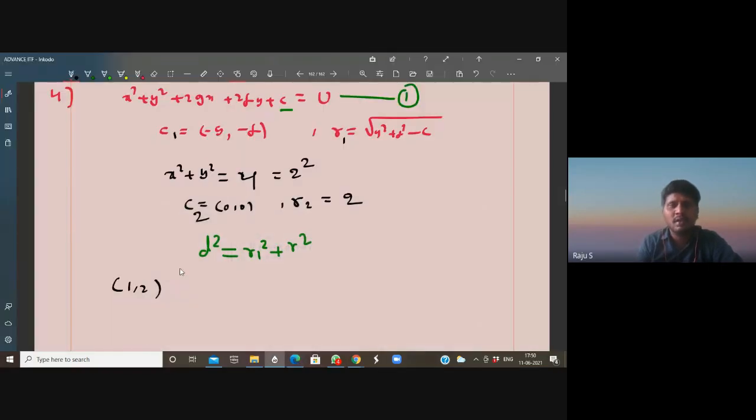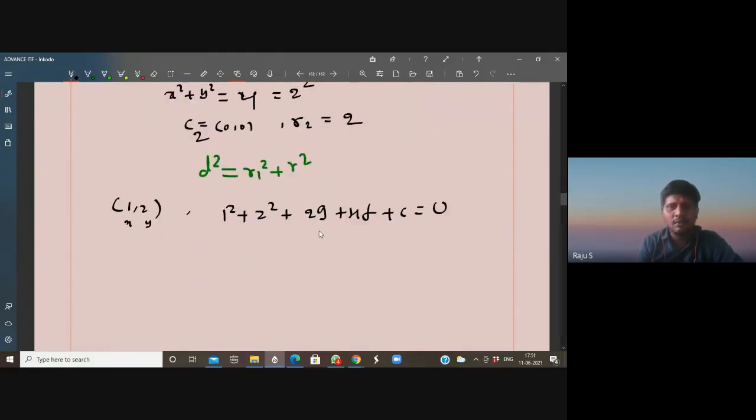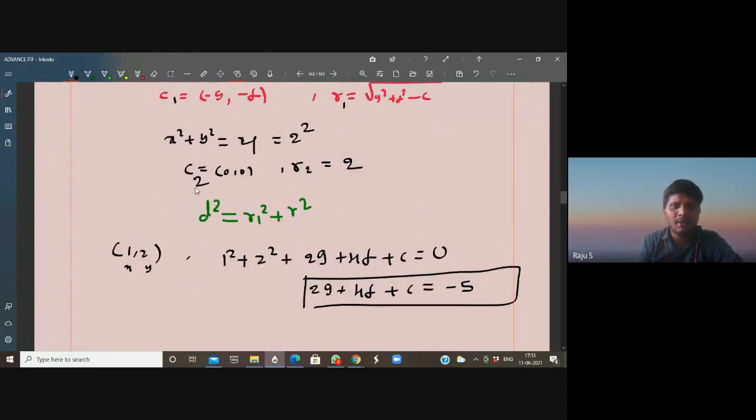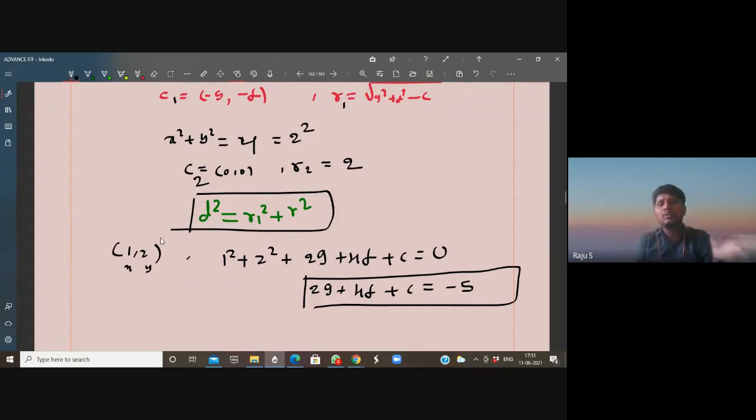The given circle passes through (1, 2), so substitute this point in the given circle. This is x, this is y. 1 square plus 2 square plus 2g plus 4f plus c is equal to 0. So 2g plus 4f plus c is equal to minus 5. So this is one equation. From this orthogonal condition, you are going to get another equation in terms of c. You can solve and eliminate c. Then we get a relation between g and f.